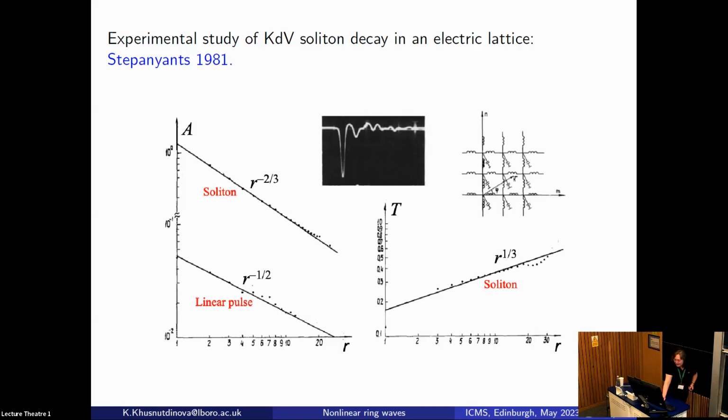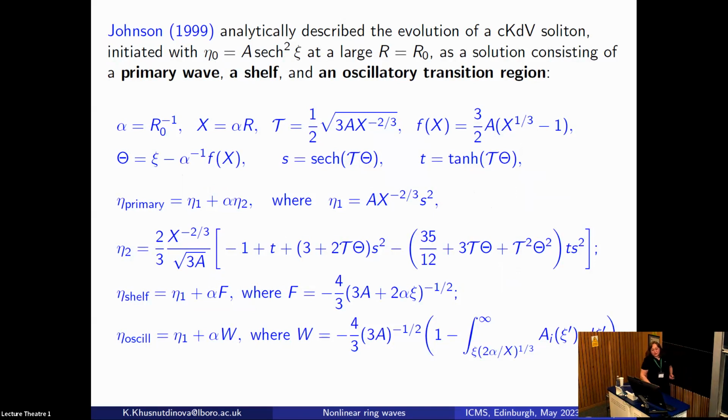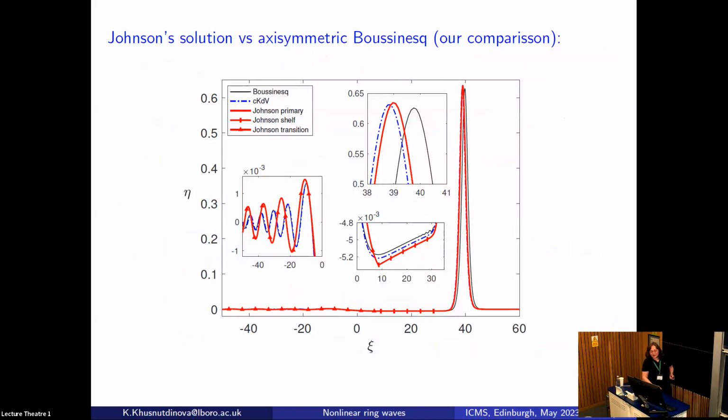Quite amazing experiments. So Robin Johnson has obtained this asymptotic solution starting quite far from the origin. They must be R0 to minus 1 is treated as a small parameter, but he gave a description further than Ostrovsky and Pelinovsky and Poincaré. So he also has some approximation for the oscillatory wave train. So leading pulse, shelf, oscillatory wave train. And we thought that it would be interesting to compare his solution with the numerics for the Boussinesq.